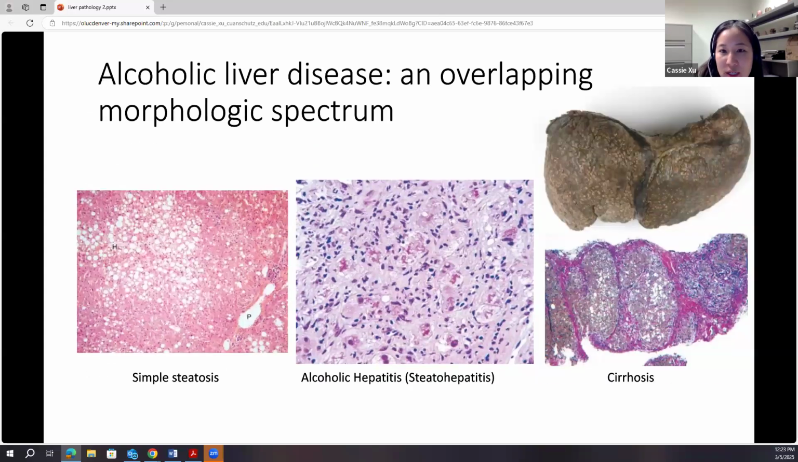So for the steatosis pattern of injury, alcohol liver disease is a very common diagnosis to consider. Alcoholic liver disease is an overlapping morphologic spectrum. Typically we start with simple steatosis, which tends to start in the central lobular areas. Then it can progress to alcoholic steatohepatitis, where we have inflammation, ballooning degeneration of hepatocytes, and then fibrosis, and eventually end stage alcohol liver disease, where we have cirrhosis. Again, the cirrhosis is typically characterized by small round nodules.